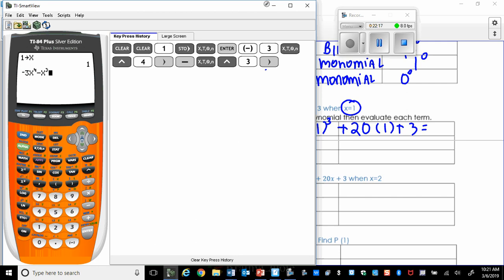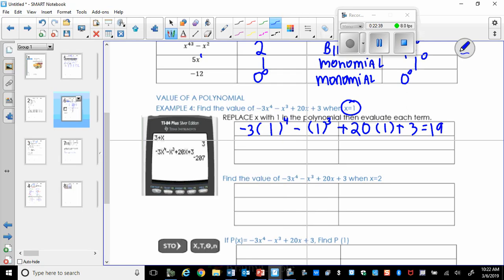Then we have plus 20x plus 3, right? Plus 20x plus 3. Enter. 19. All right, I'm going to show you how to do some quick magic. Write your answer down. Put equals 19. Look at the next one. Is this polynomial the same as this polynomial? Yes or no? Are the x values the same? Yes. Are the x values the same?